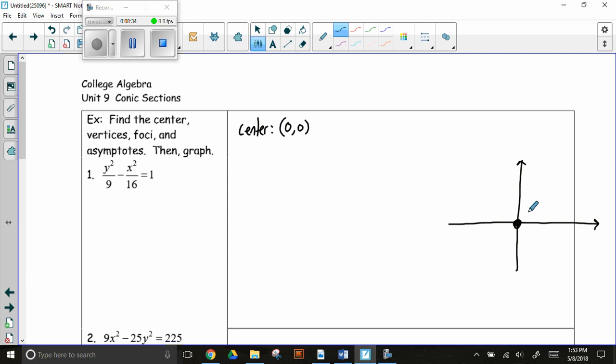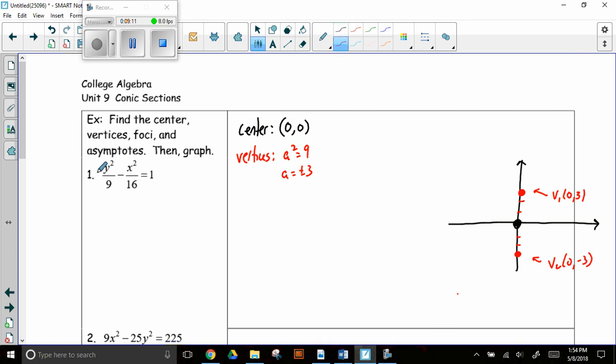We are also given vertices. My vertices are going to be plus or minus a. So in this case, a squared equals 9, so a equals plus or minus 3, which means my two vertices are 1, 2, 3. Here's my first vertex, 0, 3, and my second vertex is 0, negative 3. I know that is oriented up and down because my y squared comes first. That's how I knew to go up and down from the center rather than left and right.